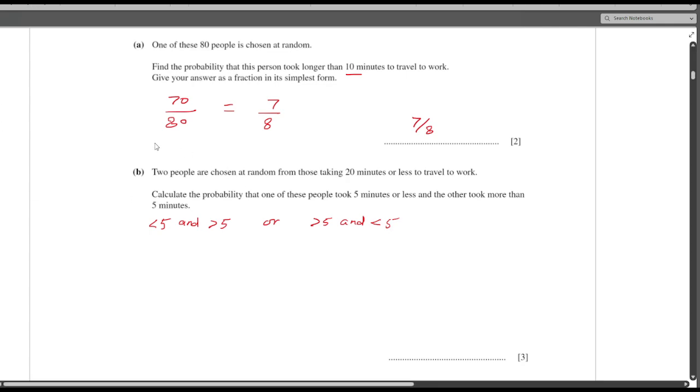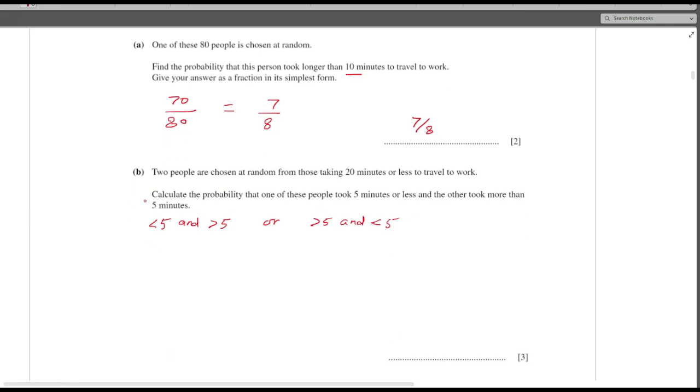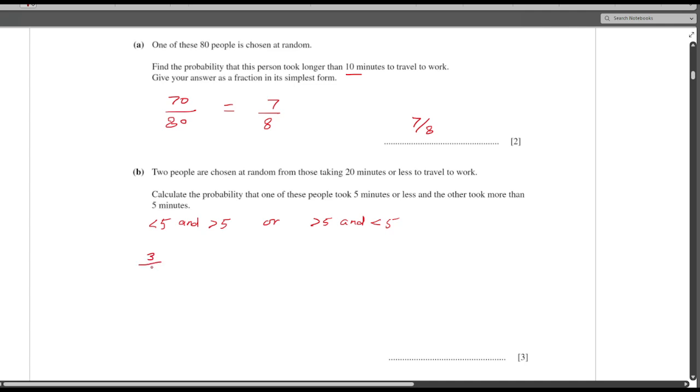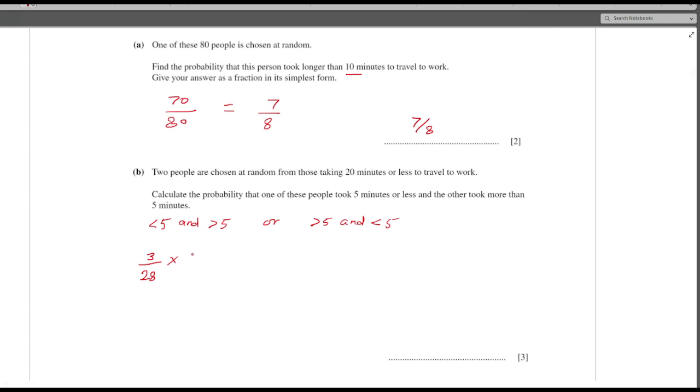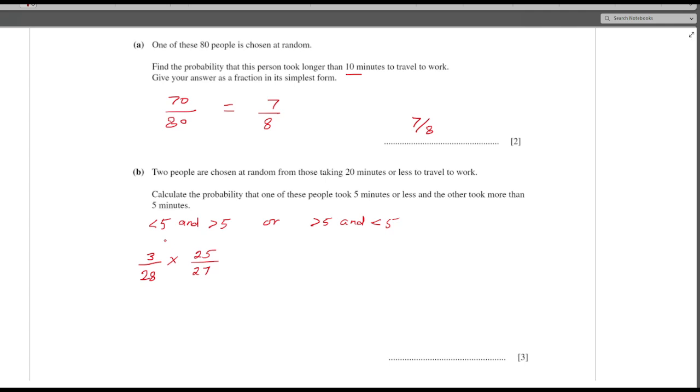less than 5 minutes. Now, if the first person is taking less than 5 minutes, I have 3 such people. So here it will be 3 divided by, now the total number of people is 28 who take less than 20 minutes. So 3 upon 28, and the other is taking more than 5 minutes. So out of 28, if 3 are taking less than 5 minutes, then 25 will take more than 5 minutes. So 25 upon 27, because if I choose one person, then the remaining persons will be 27.